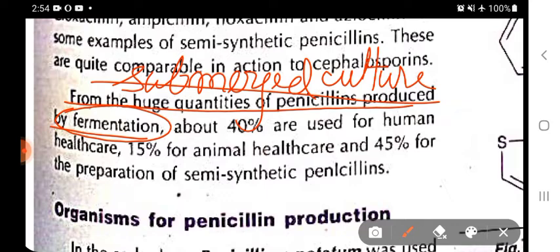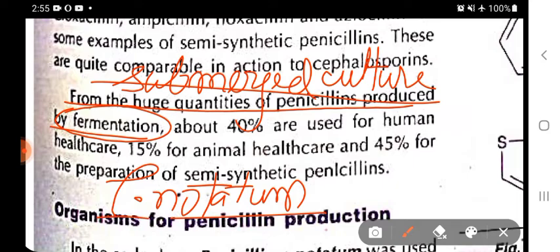Now, what is submerged culture? Here we use a liquid medium, and we add the nutrients for growth of the microorganism, the fungus from which penicillin is obtained. Generally, the fungus discovered by Alexander Fleming that can synthesize penicillin was Penicillium notatum.